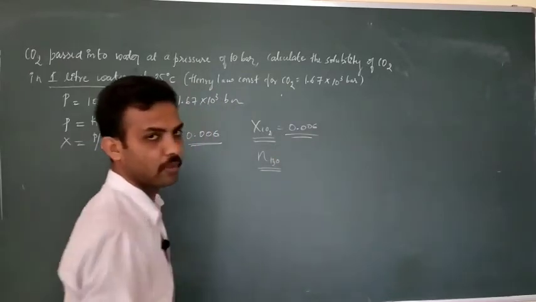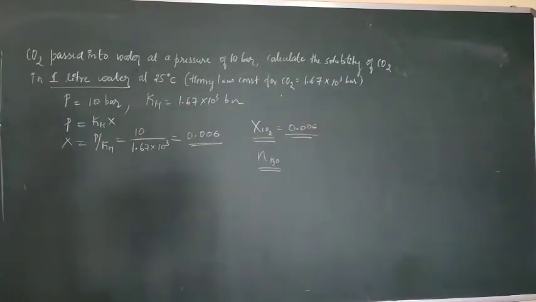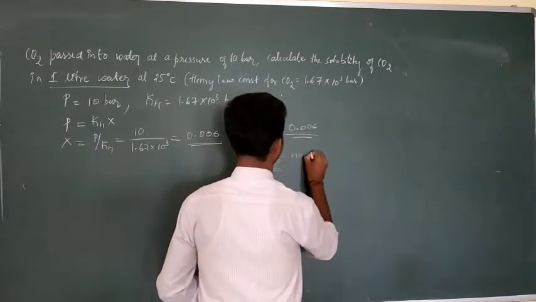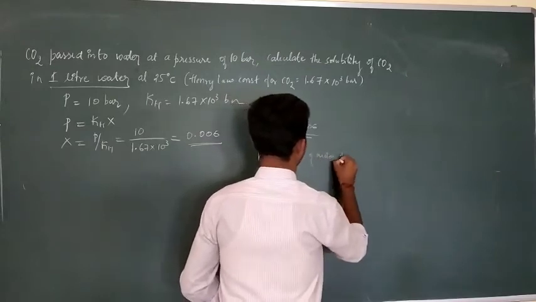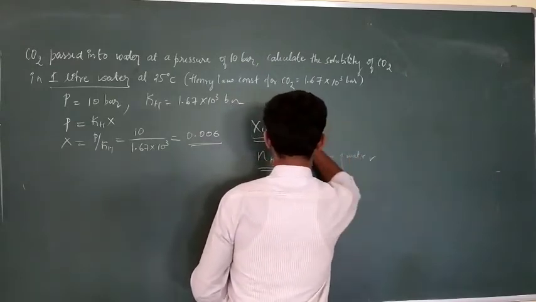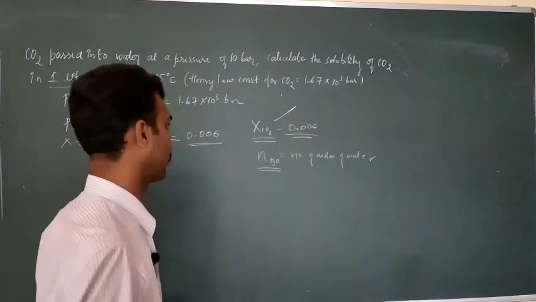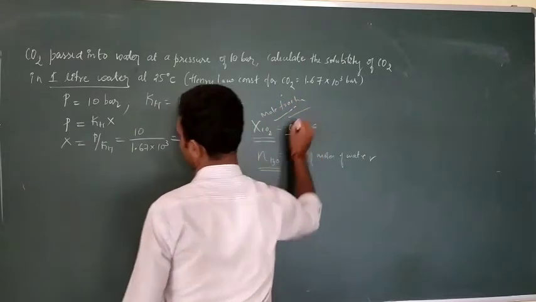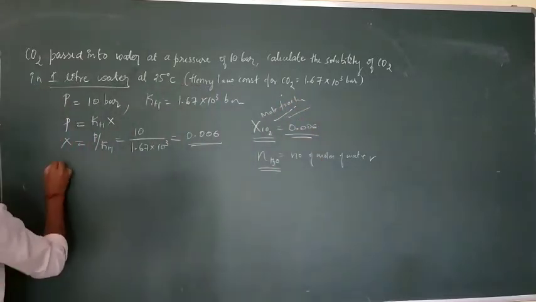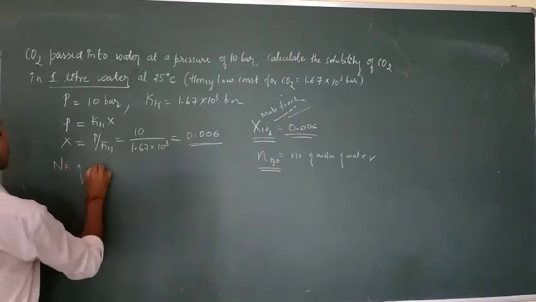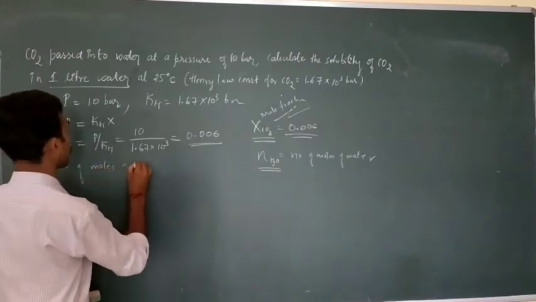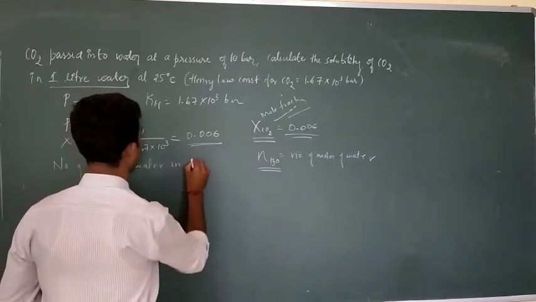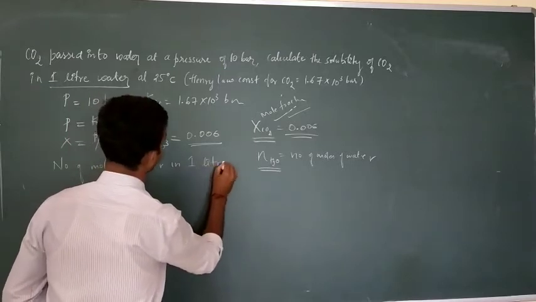So n is nothing but the number of moles, small n, number of moles of water. And x carbon dioxide is nothing but the mole fraction of carbon dioxide, which is given, right? So now we have to calculate the number of moles of water in 1 liter of water.